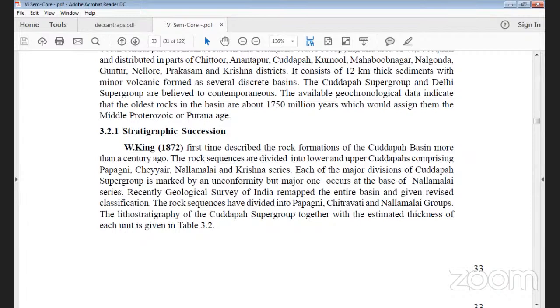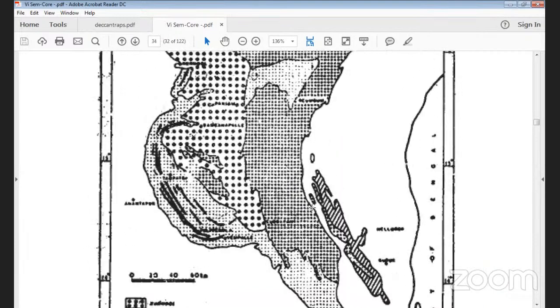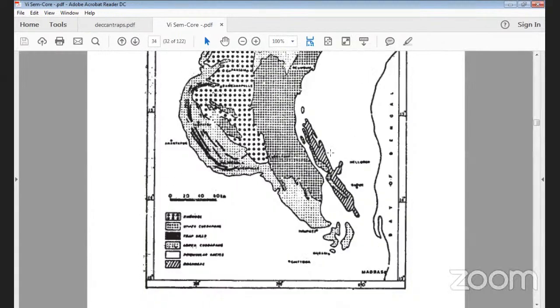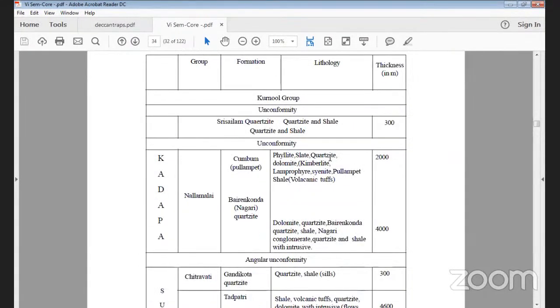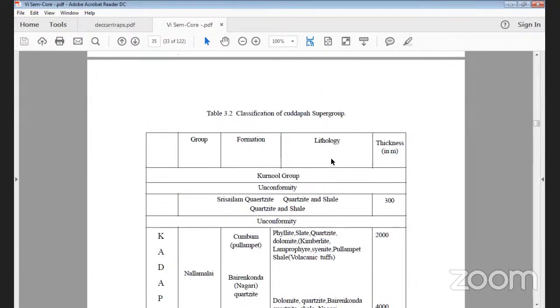Recently, the Geological Survey of India remapped the entire basin and gave a revised classification. The rock sections have been divided into the Papaghni, Chitravati, and Nallamalai groups, and the lithostratigraphy of the Cuddapah supergroup is based on estimated thickness. This is the geological map of the Cuddapah supergroup, and this is the classification of the Cuddapah supergroup.